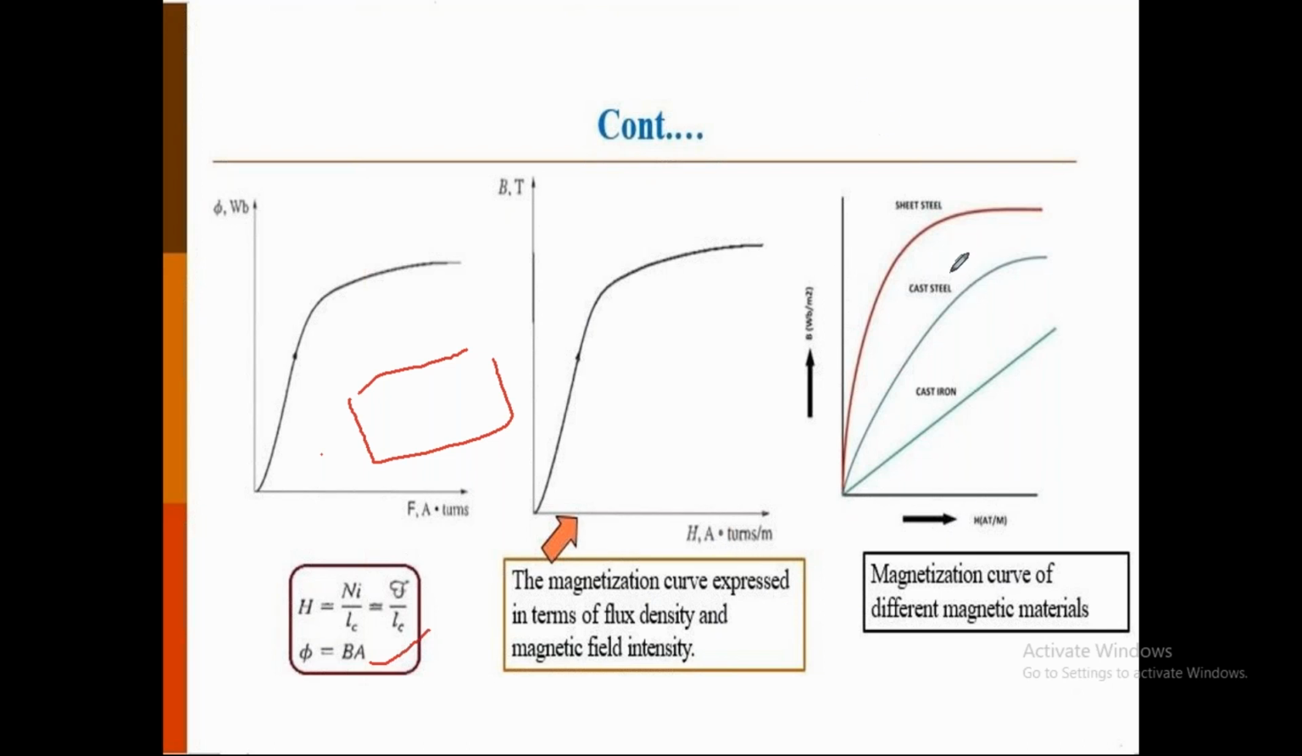And these are the curves. So these three curves we are observing for different materials. If you take cast iron, its magnetic field will be constant, it is linear. If you take cast steel, it should be like this, and sheet steel. So these are the magnetization curves we are getting for different materials.